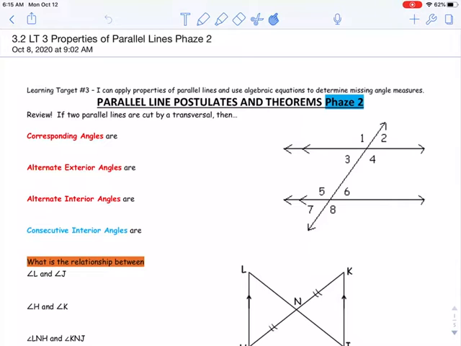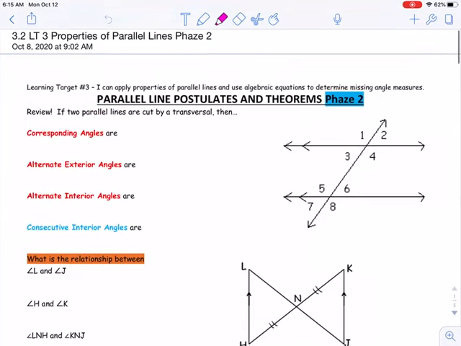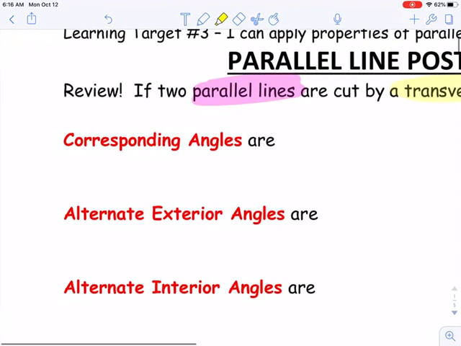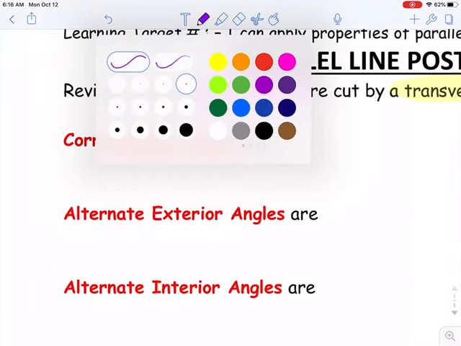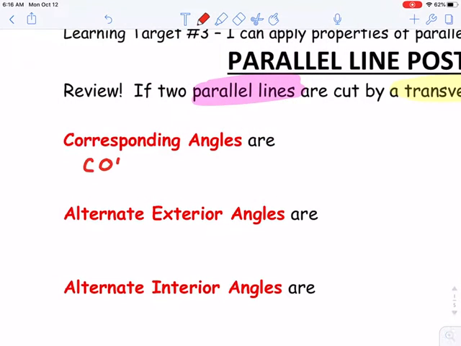So, review. If two parallel lines, again, huge punchline, if two parallel lines, that's two big words. And parallel lines are noted by these double arrows. The lines have to be parallel for all of the following stuff to be true. And then furthermore, transversal. We talk about transversal, but I know you youngsters like to forget what a transversal is. This is the transversal right here. It's the line that intersects the parallel lines. So if two parallel lines are cut by a transversal, then corresponding angles are, you're not going to believe this, they are congruent. Wow.